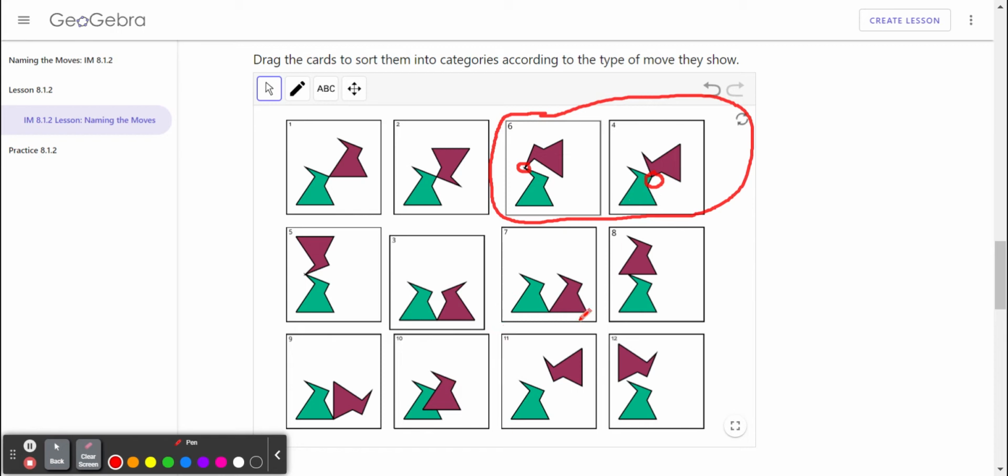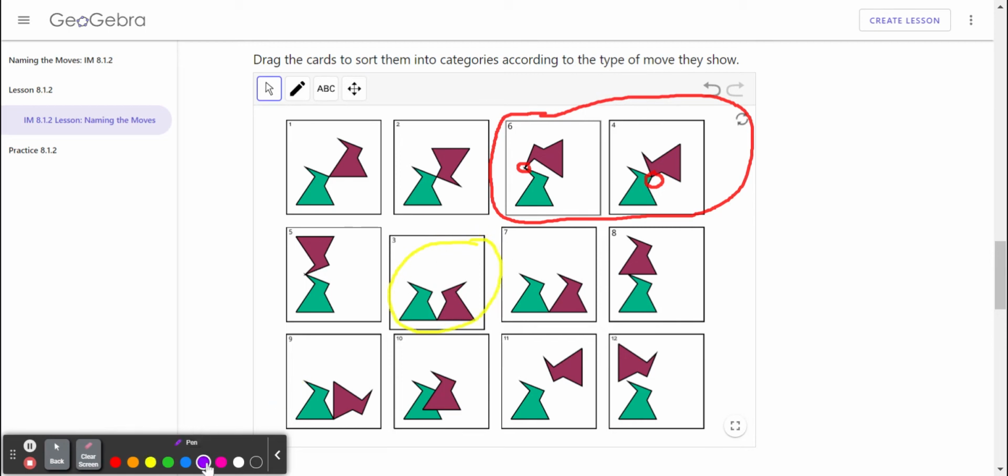And then there are other examples, right? There are also reflections, which is what we talked about in activity 2. That's when you're flipping your shape over a line. Here is an example of a reflection. So you want to match number 3 with any other reflections you might find.